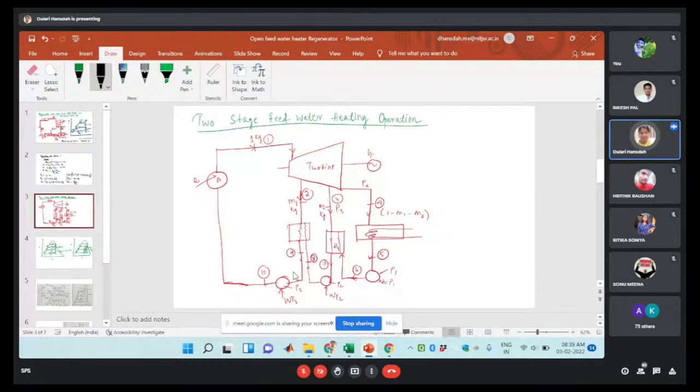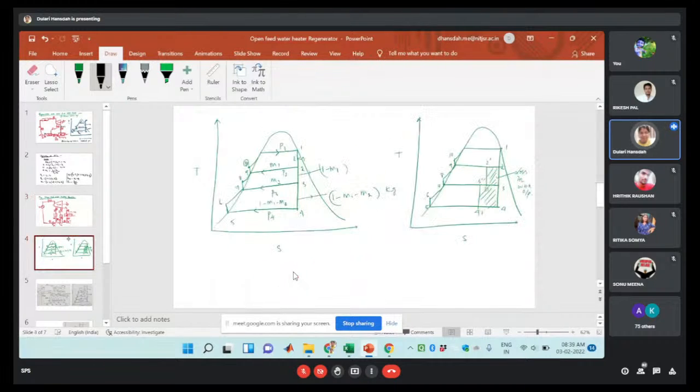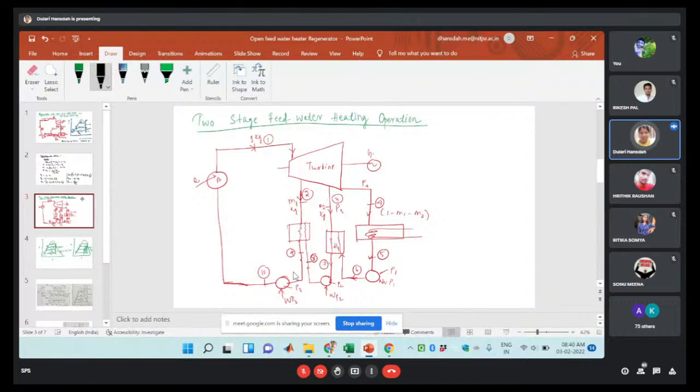Here the heat exchange process will occur, so that condensate will get some heat from heater 1, and the temperature of the condensate will increase, as you can see here. In the case of 1 to 2, there is 1 kg, and 2 to 3, that is 1 minus M1 kg, and 3 to 4, that is 1 minus M1 minus M2 kg. So which we have shown in this case. We have 3 to 4 before the condenser.